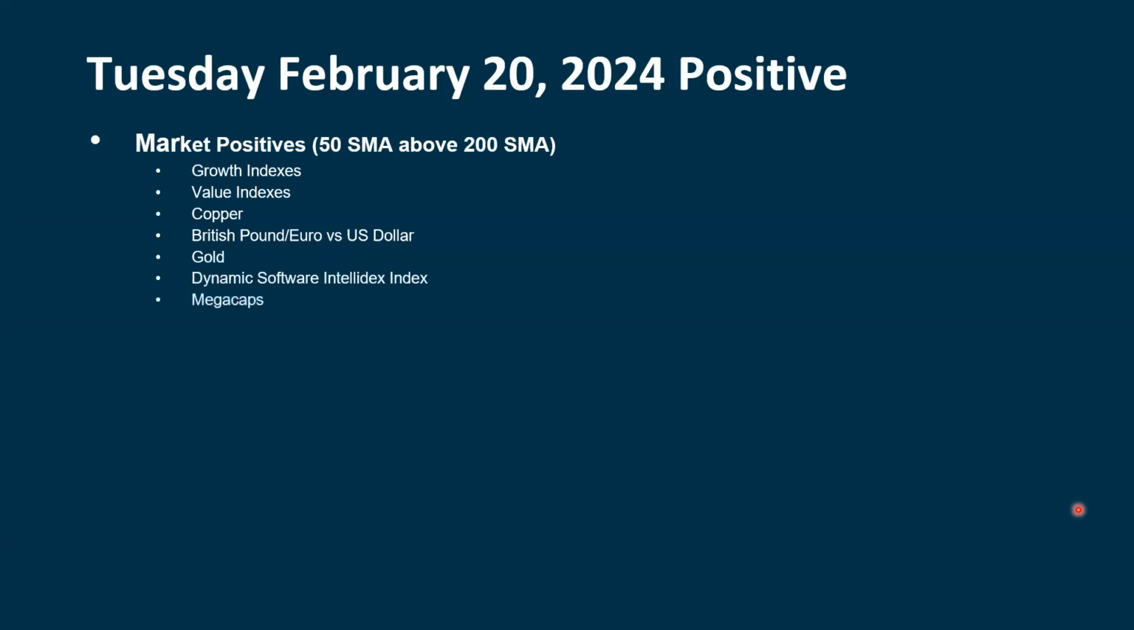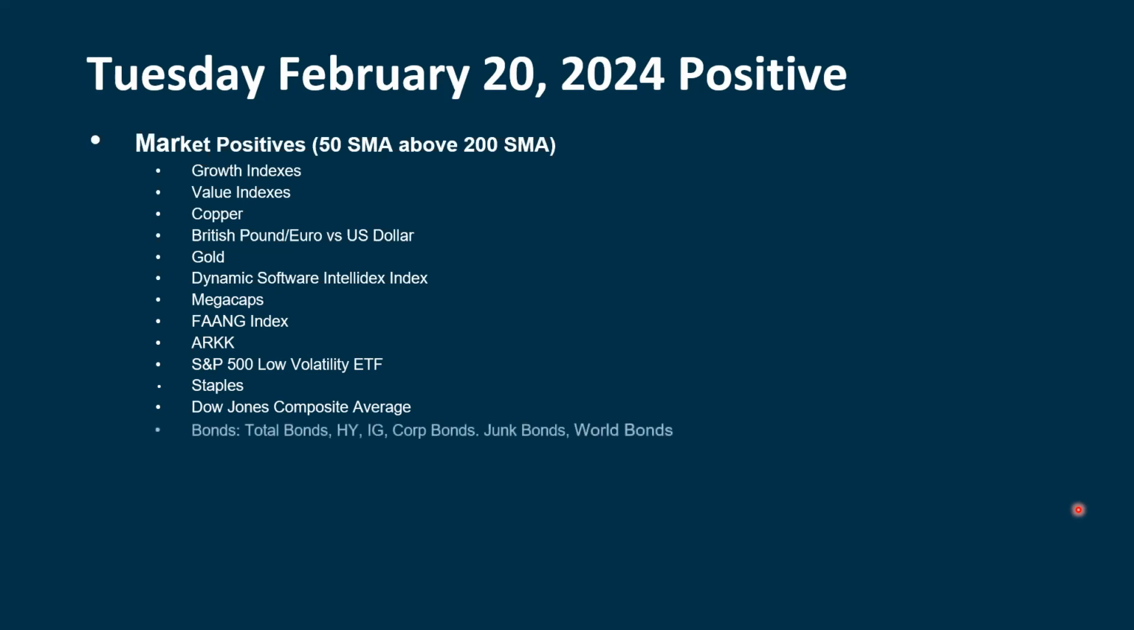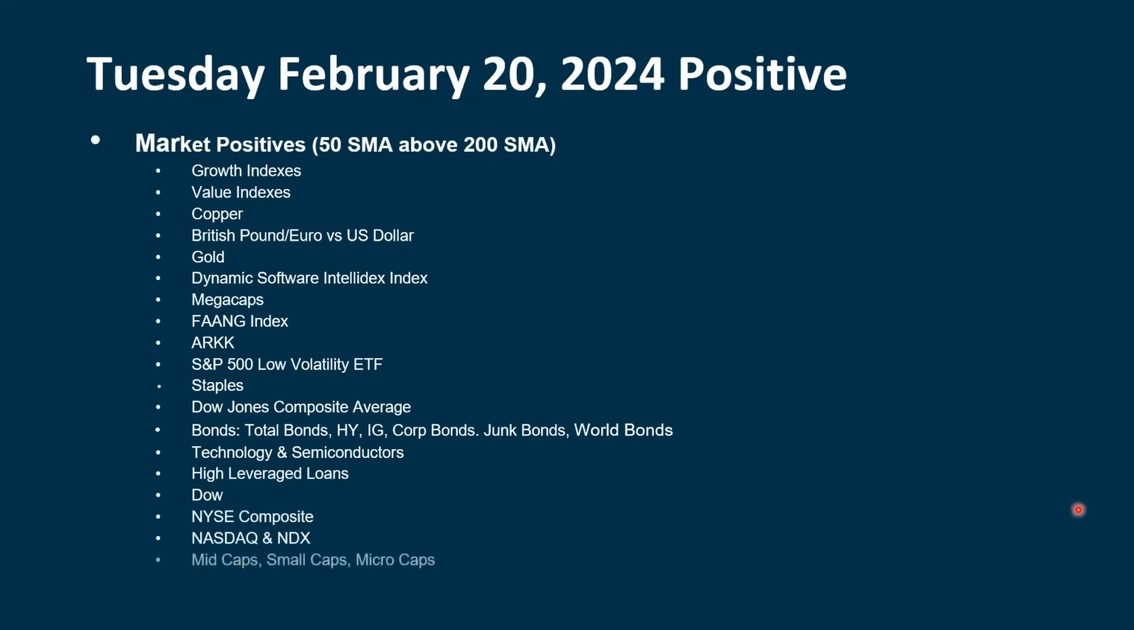The biggest software companies, the mega caps, the FANG index, ARK, the low volatility ETF, staples, the Dow Jones Composite Average, which is mainly the Dow that's giving all the strength there, and all the different bonds that we look at based on price. Even though they've been pulling back, they're still in longer term uptrends, such as the high yield or junk bonds, investment grade bonds, corporate bonds, the other junk bonds that we look at, and world bonds. The tech sector and semiconductors are still in uptrends, high leverage loans, the Dow, the NYSE composite, the NASDAQ and NASDAQ 100, mid caps, small caps, and micro caps, all stocks, emerging markets, and then way at the bottom is Bitcoin.